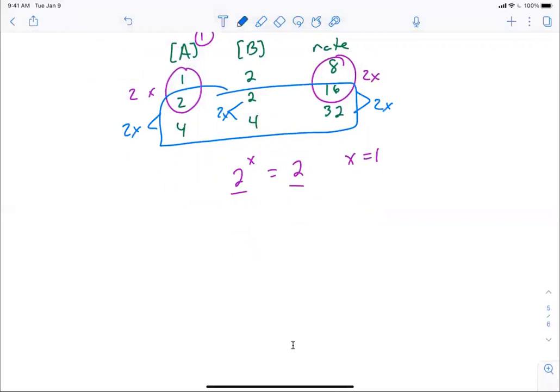So if the rate doubles, we already know that A has a direct effect on it. So if A doubles and rate doubles, then B's doubling really has no effect on it, because A's doubling already has doubled the rate. So B's order is actually 0.